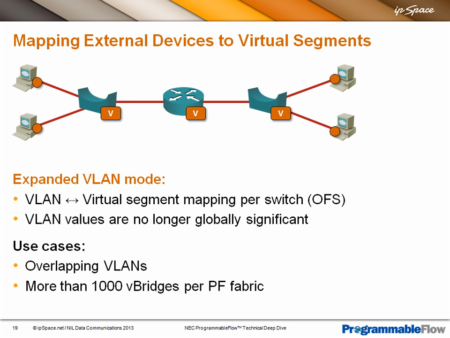So you would use the expanded VLAN mode when you have overlapping VLANs. For example, you have some traditional data center switches from some other vendor, and they only support 256 VLANs, and you need more. So you would have overlapping VLANs. You can solve that with expanded VLAN mode. Or if you need more than 1,000 vBridges, so if you need more than 1,000 VLAN IDs in the whole fabric, then you have to go for expanded VLAN mode.